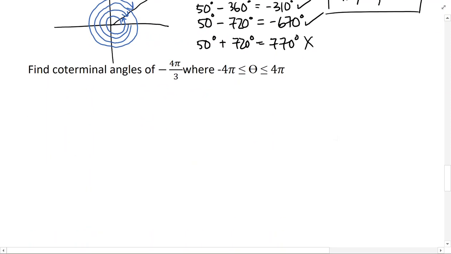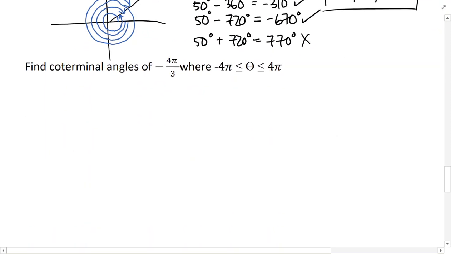All right, next we're going to look at coterminals of this angle here, which is negative 4 pi over 3. As we can see, since there's no degree symbol, we're looking at radians here. So again, let's start with a sketch. In radians, it's going to be a little different. So here is 0.